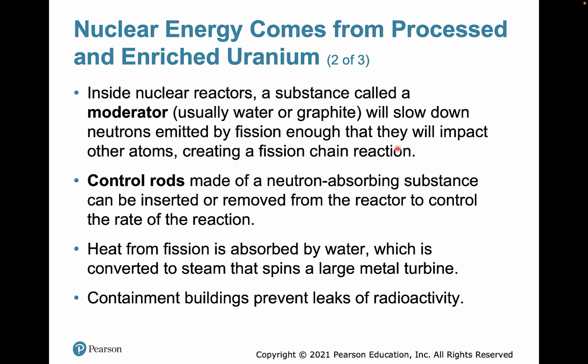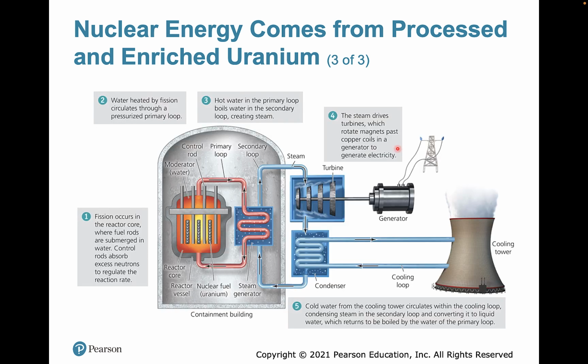So the energy that you see as the result of fission is heat. The heat creates steam, which turns a turbine to generate electricity. And let's just look at the picture. It's so much easier, okay?